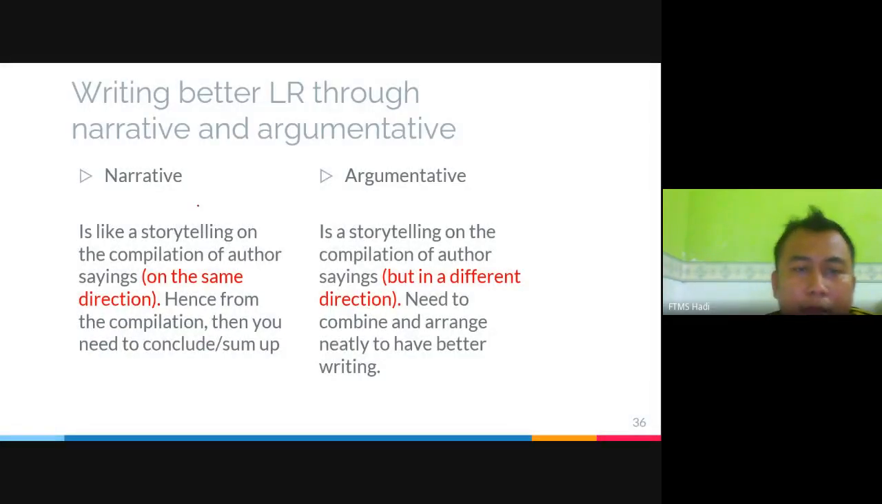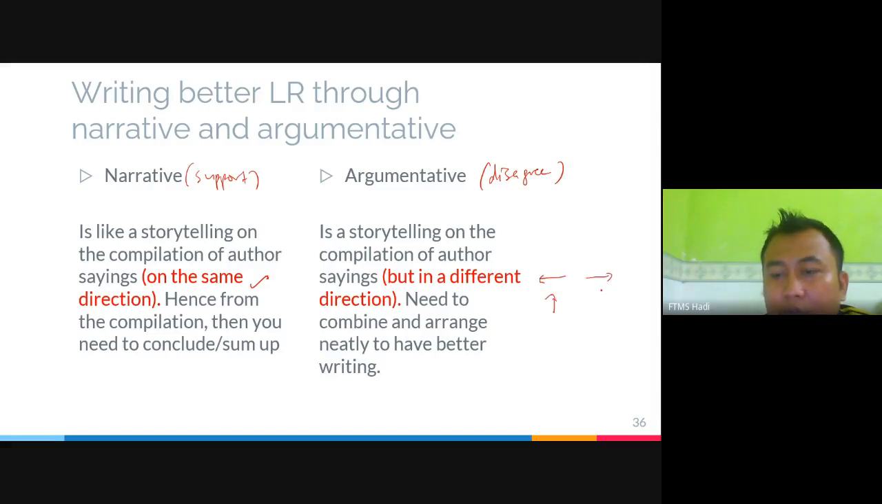Okay. Narrative means support. Argumentative is disagree. Narrative means storytelling, the compilation of sayings in the same direction. But argumentative goes in different directions. Some go to the left, some to the right, some up, some down. You need to arrange them neatly to have better writing.